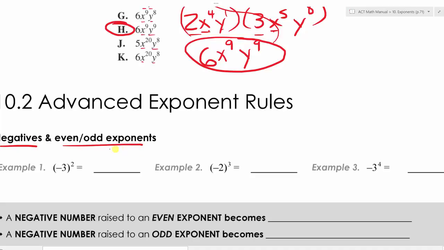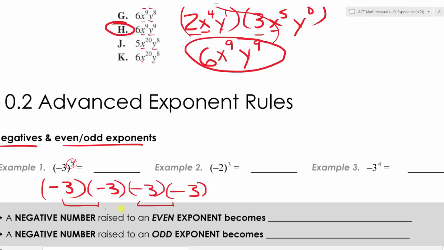Negatives and even or odd exponents. Remember, when you raise a negative to an even power, in this case you're multiplying that thing by itself twice. But even if this were, let's say, a 4, you would be multiplying it by itself 4 times. And what ends up happening with an even exponent is negative times negative, negative times negative, you end up with positives. So the point here is that when we raise a negative to an even power, we end up with a positive result.